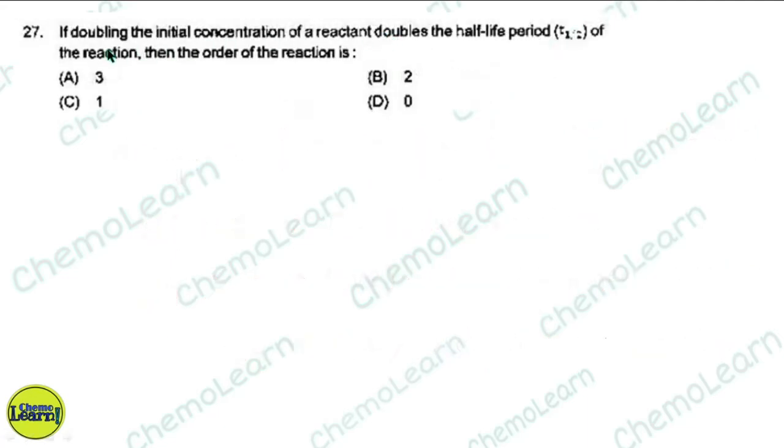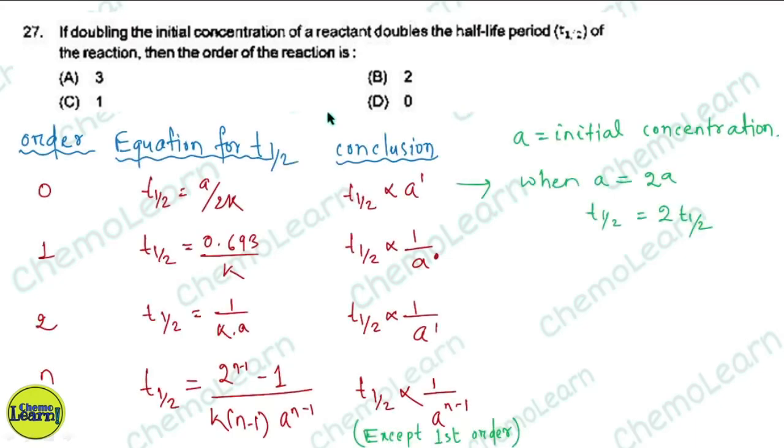Next one is, if doubling the initial concentration of a reactant doubles the half-life period of the reaction, then the order of reaction is what? 3, 2, 1 or 0. See, these are orders of reaction, and this is the equation for T half, that is half life period, and we have some conclusion. For zero order reaction, T half equals A by 2k.